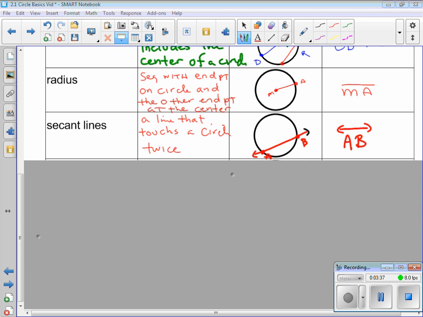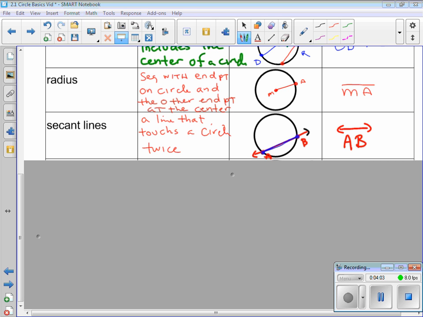The first one we're looking at is a secant line, a line that touches the circle twice. And so here you are, it's touching the circle twice. Listen, a chord, which is a segment, is cut from a secant line. If you think about it, the blue here is a chord, but the red, which includes that secant, is a line.